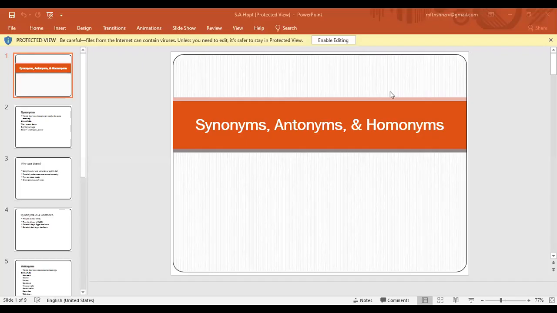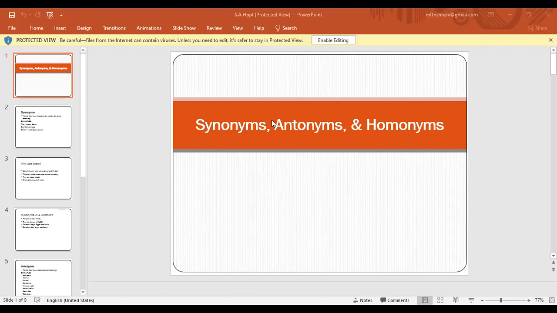So today's topic is synonyms, antonyms, and homonyms. Who can define these words? What is a synonym, what is an antonym, and what is a homonym? I guess all of you have background knowledge about these words. You learned it in grammar courses, in your tutorials, and you have enough knowledge to define these words.